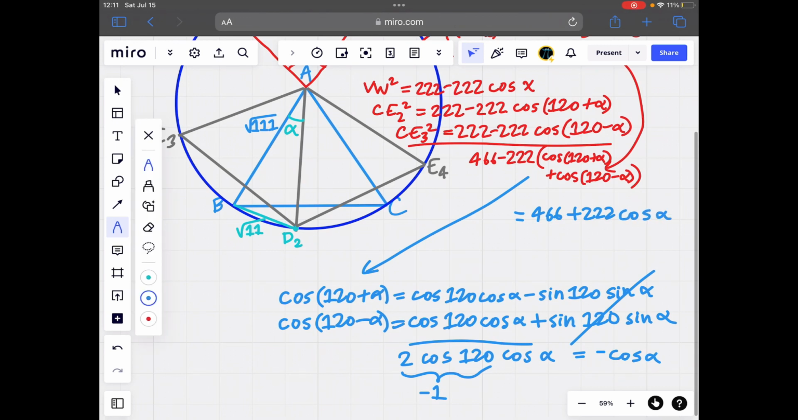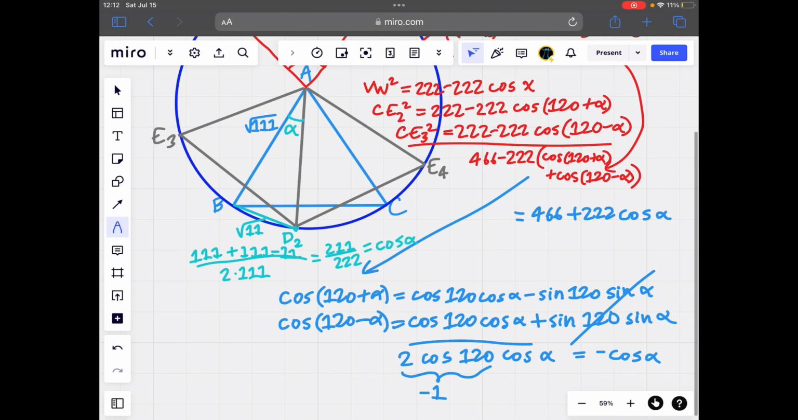And then we're done. But by the law of cosines, we have that cosine alpha is equal to 111 plus 111 minus 11 over 2 times 111 by the law of cosines on triangle BAD2. And that's just equal to 222 minus 11, which is 211, over 222. So 222 cosine alpha is just 211. We have 466 plus 211. That's our answer, and it is equal to 677.